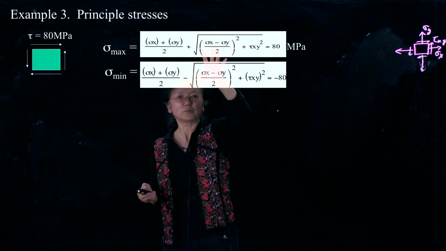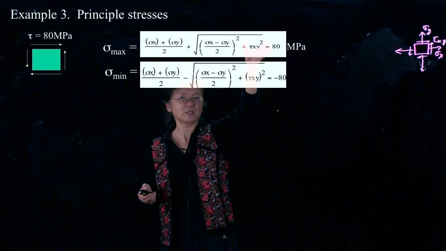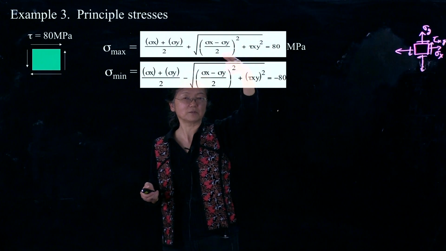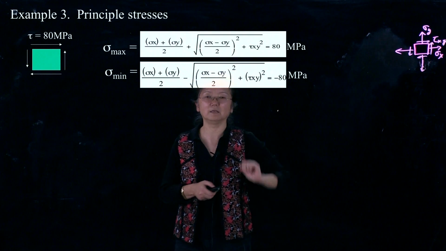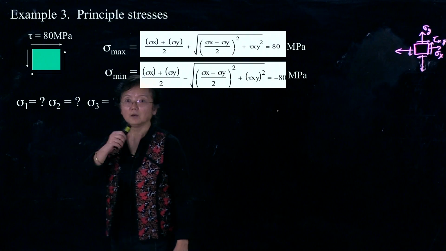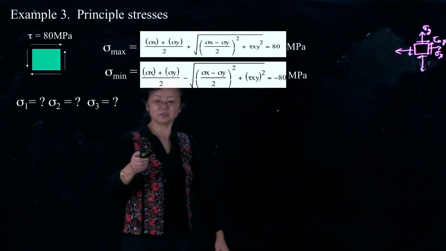However, we know all the normal stresses are 0. So we end up with only the shear stress. But when the shear stress comes out of the square root, we have positive and negative. All right, I forgot here. So sigma 1, 2, and 3. And this is the third case we just mentioned.